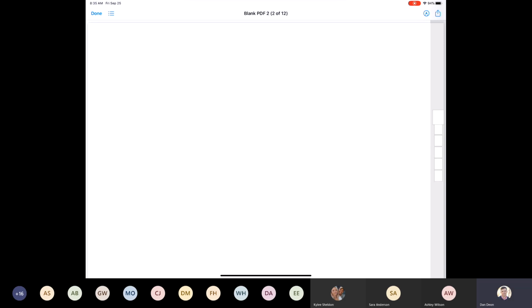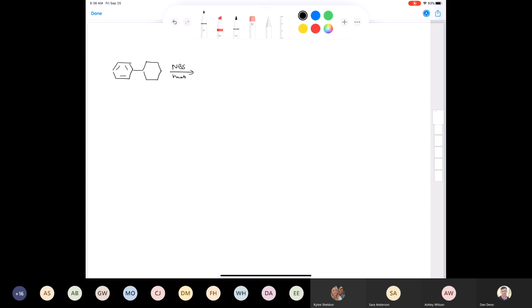Somebody says, why adding water and then following with sodium methoxide wouldn't work? Because if you added water, you'd end up with an alcohol, and then sodium methoxide would just deprotonate the alcohol, right? If you were to take this compound and treat this with NBS and heat, you'd end up with this tertiary alkyl bromide, or benzyl bromide, I should say, like that. Then this group is going to leave, and you're going to end up with this carbocation.